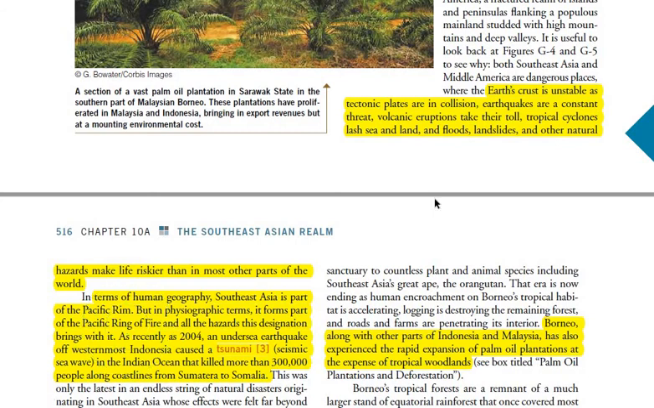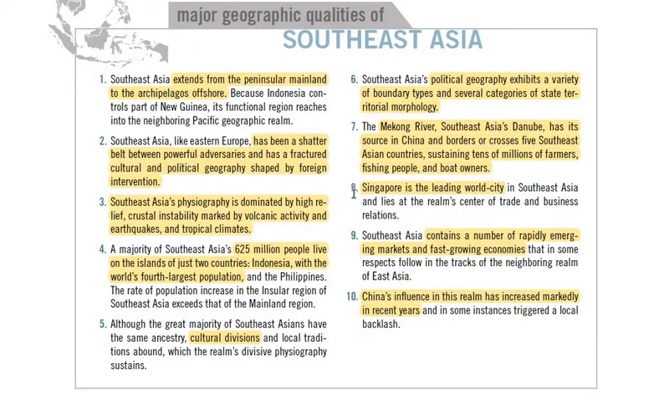And being a part of the Pacific Ring of Fire, Southeast Asia is highly prone to earthquakes, volcanic eruptions, tropical cyclones, landslides, floods, and other natural hazards. So that was the introduction to the Southeast Asian realm and an account of major geographic qualities.